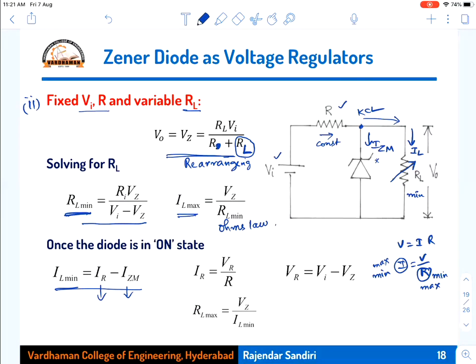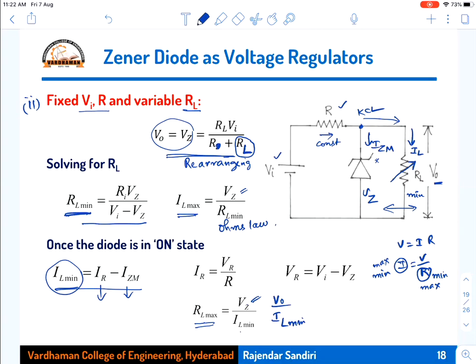Once you know the IL minimum, just taking Ohm's law, RL maximum is VZ by IL minimum. VZ is always the voltage across the load resistance, which is equal to the Zener voltage, because in parallel, voltages are the same. Actually it is V0 divided by IL minimum, but I already took V0 as the same as VZ. In parallel, this is VZ, this is V0, but both are parallel. Therefore, parallel voltages are the same. So wherever I get VZ, that is nothing but V0 only. V0 and VZ are the same in all the circuits.